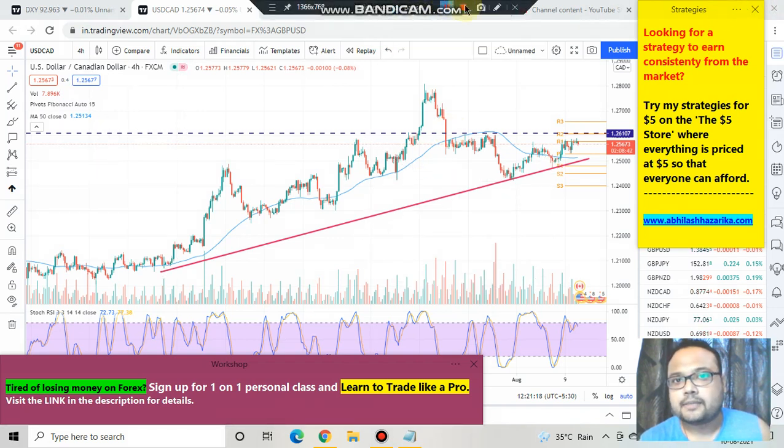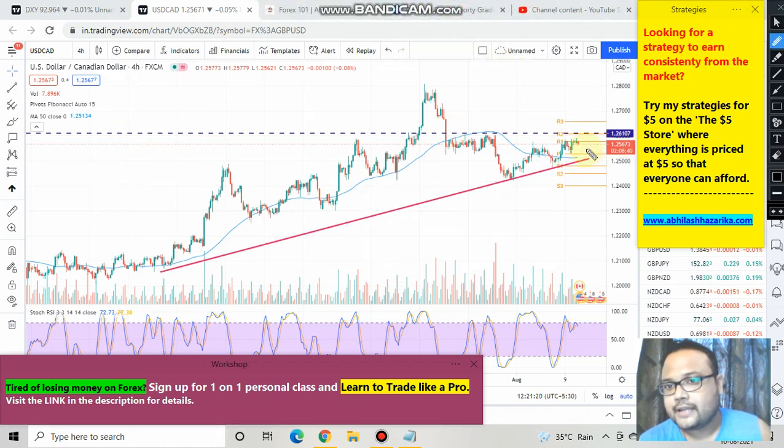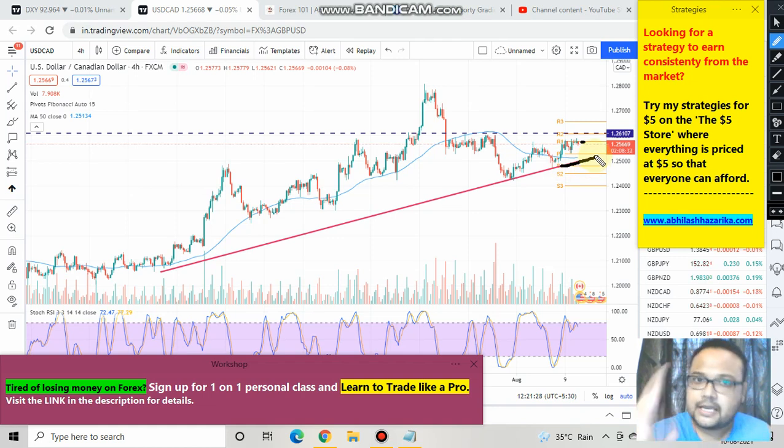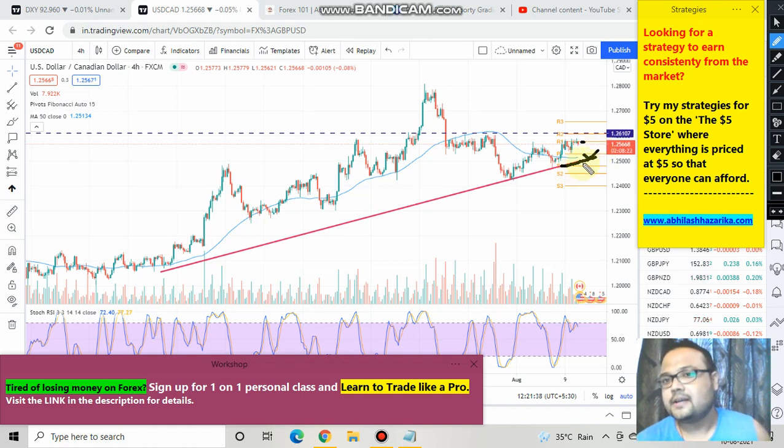Buy at support, which means that right now market is trading here. You need to wait for the market to come down. When market will reach this trend line, then just observe the price and see how the price is doing. If you see price bouncing back or price reversing from here, then just click on the buy button. That is the best opportunity here.